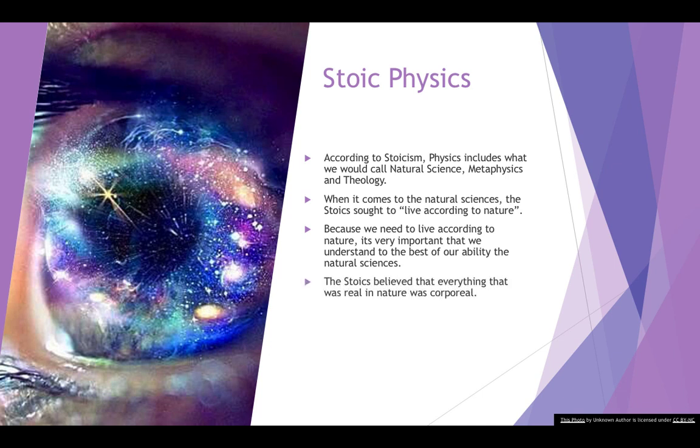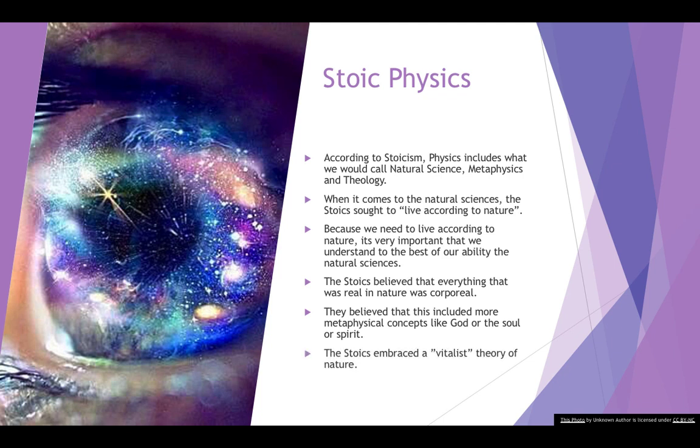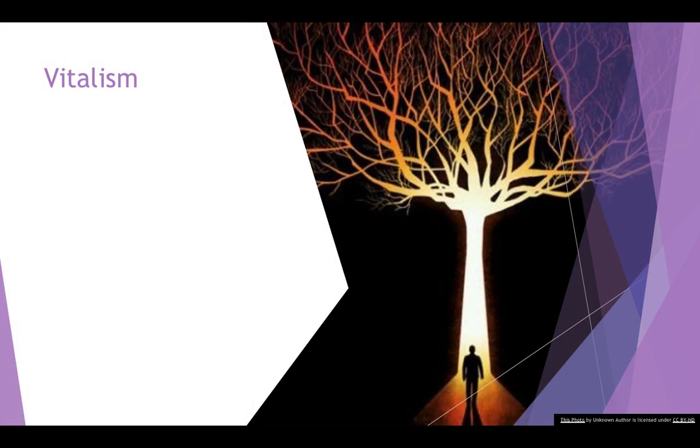So the Stoic believed that everything that was real in nature was also corporeal. Okay, this means basically linking and relating to the body. Okay, and they also believed that this included more metaphysical concepts like God or the soul or the concept of spirit. These were also corporeal theories. And the Stoics, finally, they also embraced what we call a vitalist theory of nature. So vitalism, really, this is what the Stoic understanding of vitalism is.